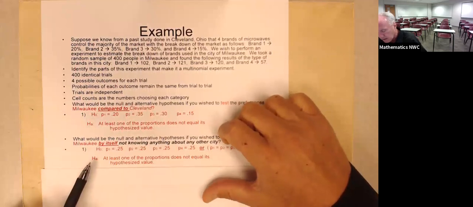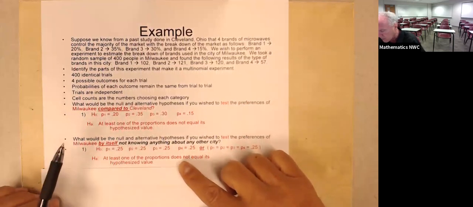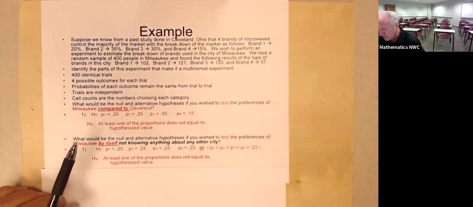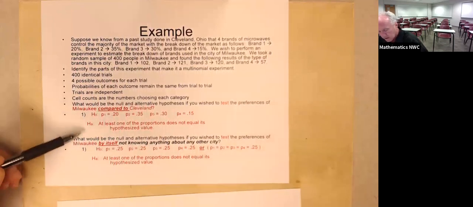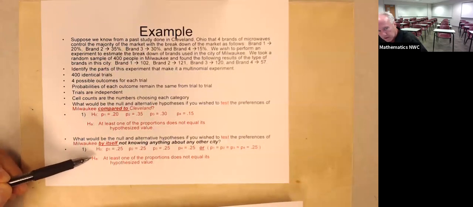Again, the alternative is always the same. At least one of the proportions does not equal the hypothesized value. Okay, so those are different ways that we set up null and alternative.